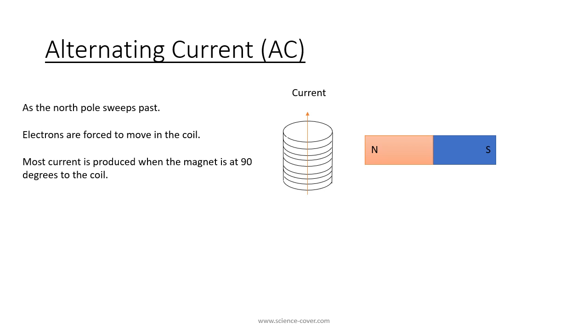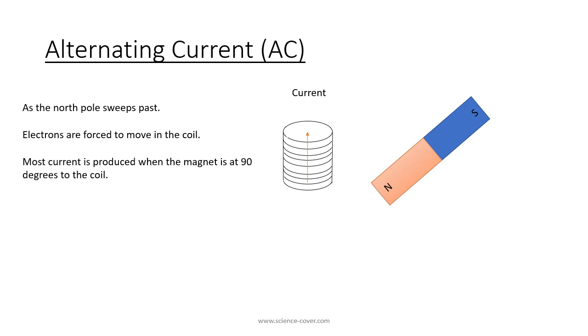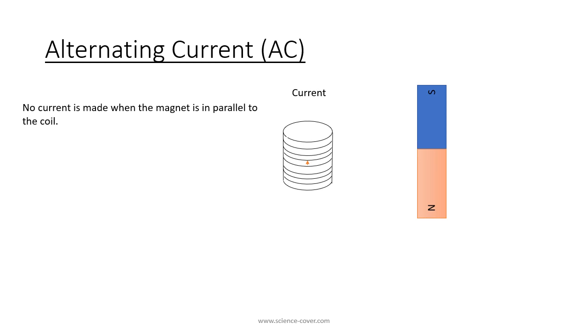Maximum current is produced when the magnet is at 90 degrees to the coil. Once it's past this point, the current is reduced. And if the magnet is parallel to the coil, then no current is produced.